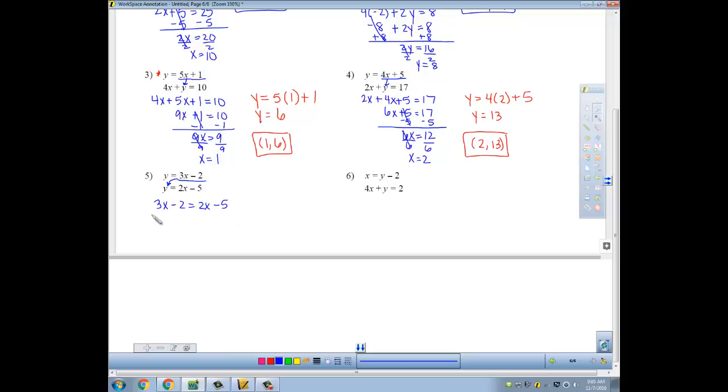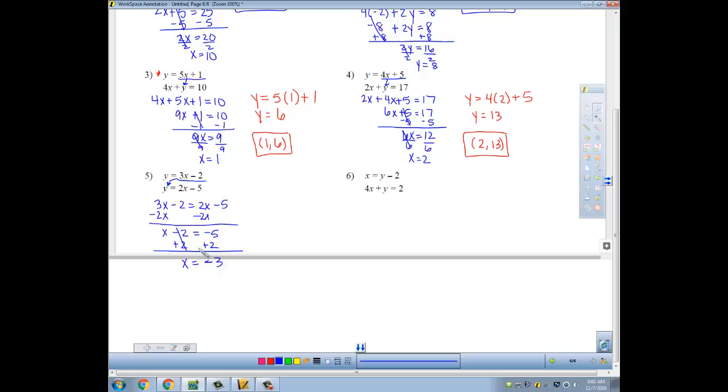So I like to start with the smallest variable, so I'm going to subtract 2x from both sides. 3x minus 2x is 1x, or just x, minus 2 equals negative 5. Add 2 to both sides to get x equals negative 3.